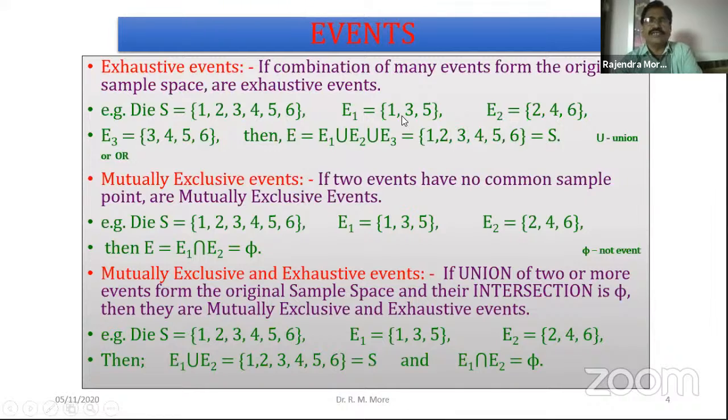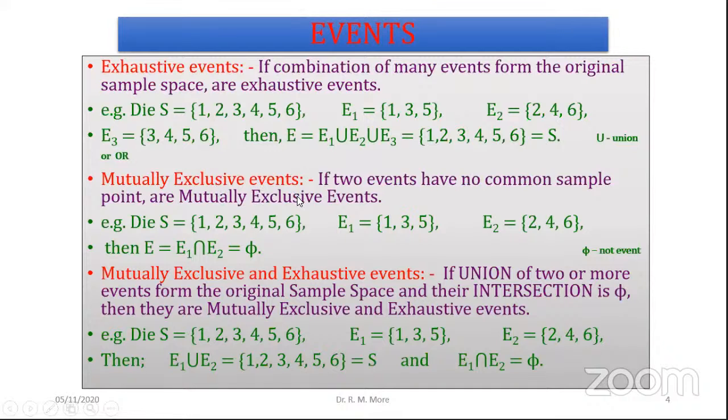But suppose that out of this E1 and E2, some number is skipped. Suppose 3 is not included in this event E1. Then E1 and E2 will not be exhaustive events. Then we need E3, because it will compensate for that. So E1, E2, E3 are exhaustive events.